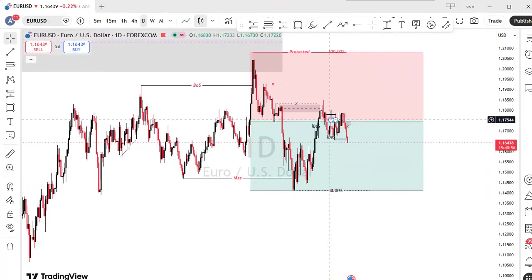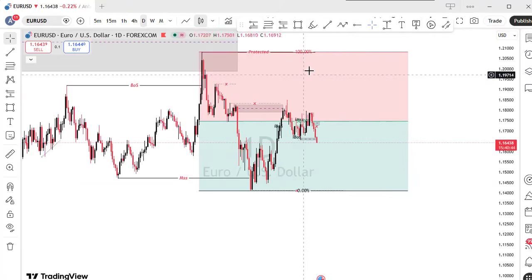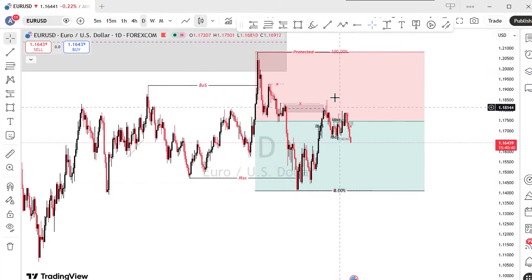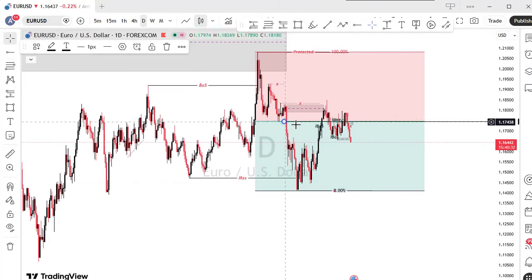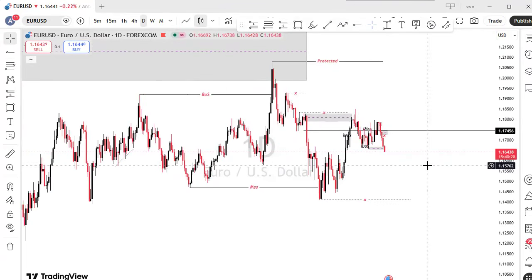So what do we do? We wait for the market to come to the premium, because that is where I have the business of shorting, right? So when the market is at the discount, I don't have any business with buying, and I don't have any business with selling. So I have to wait for the market to come to the premium and then look for my entries within the premium. All right. So I mark my equilibrium and then I can remove my Fibonacci now.